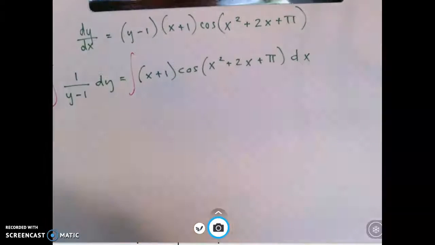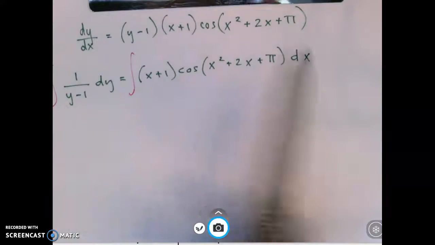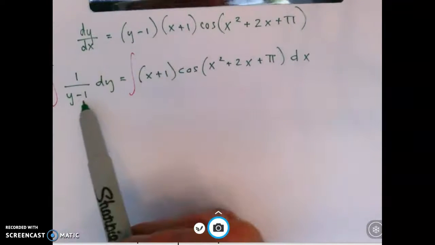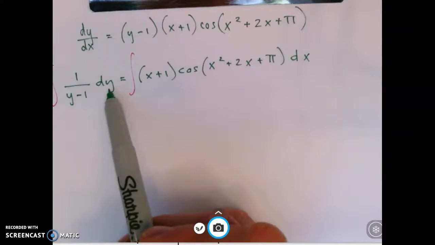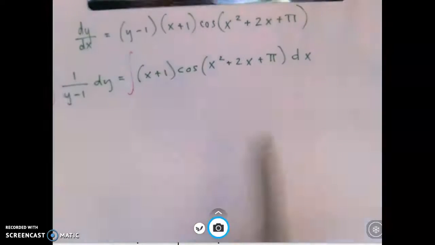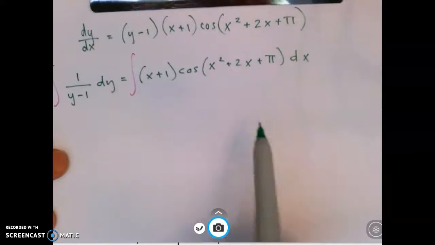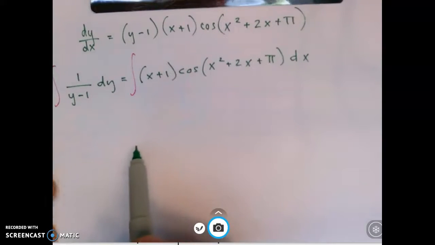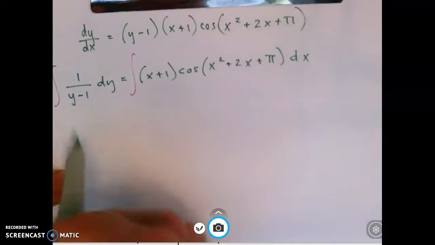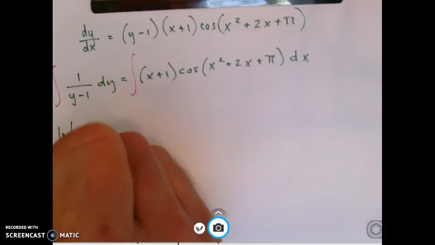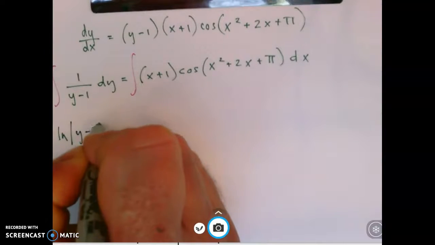It looks daunting, but we just follow the exact same rules we've always followed, which is I'm going to get all my y's on one side. So I have 1 over y minus 1 dy, and all my x's on the other. Well, all of these are x's, so I just simply multiply both sides by x squared. Now from here, I integrate both sides. This one is pretty straightforward. ln of y minus 1.